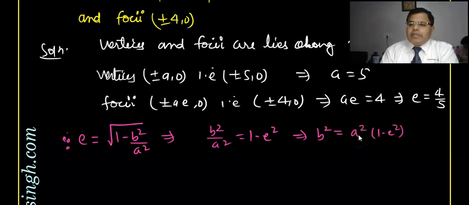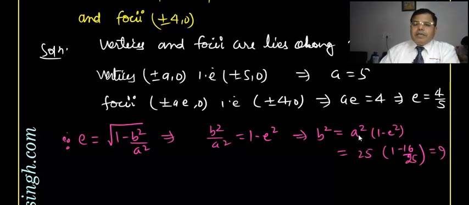So we can write it, a square is 25, and 1 minus 16 by 25, that is 9 by 25, so it will be 9. So b square is 9.